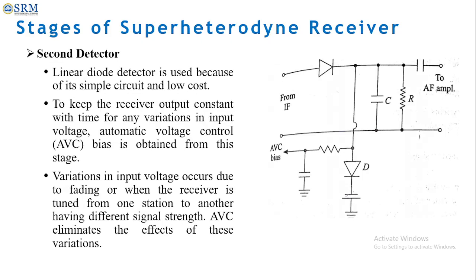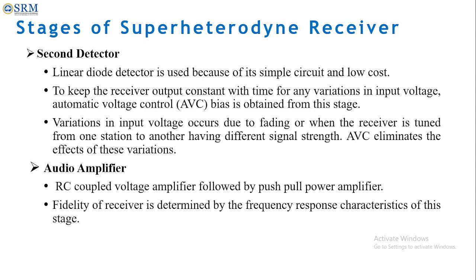This is the detector stage, where we use a linear diode detector. It is a simple circuit as well as low cost. To keep the receiver output constant with time for any variations of the input voltage, we provide an automatic voltage control circuit, whose bias is provided from this stage. Any variations in the input voltage due to fading, or when the receiver is tuned from one station to another having different signal strength, can be controlled by this automatic voltage control circuit, which eliminates the effects of these variations. This is the second detector here, and the variations are controlled by the AVC circuit.